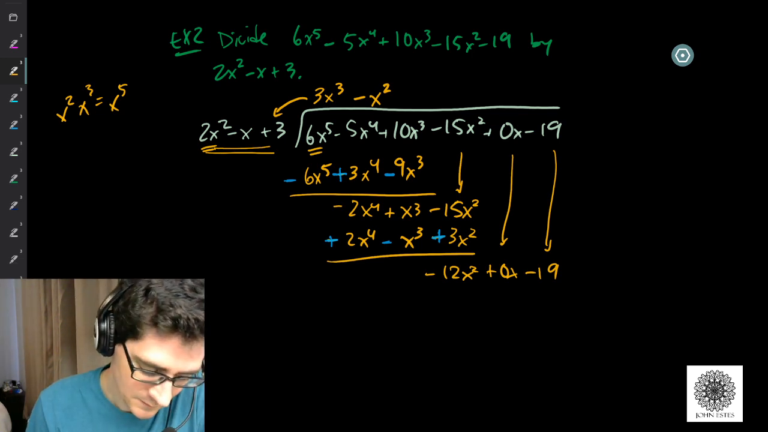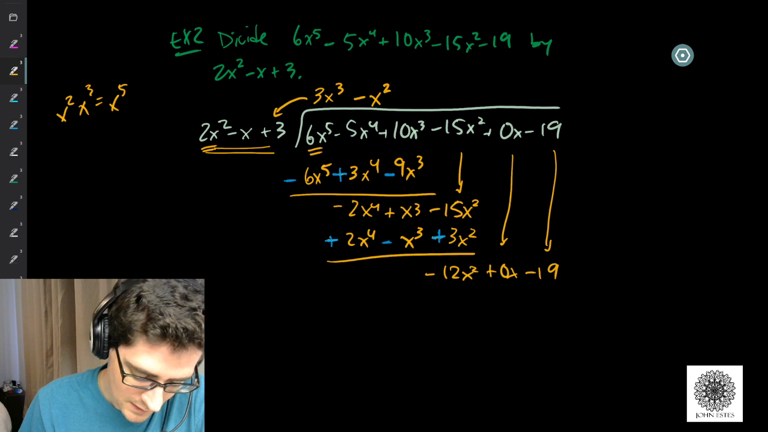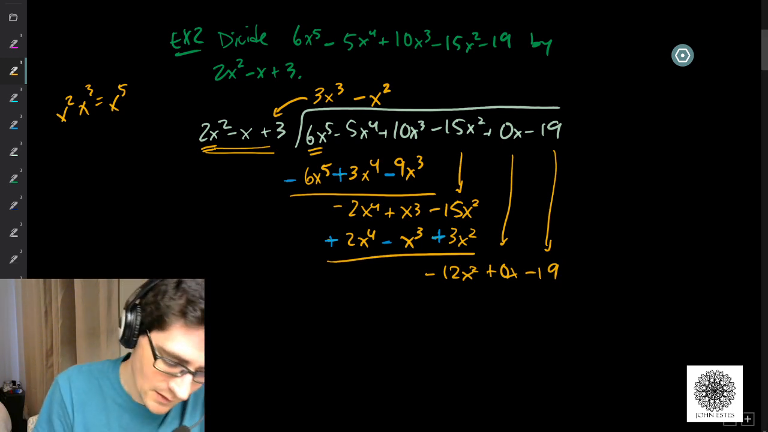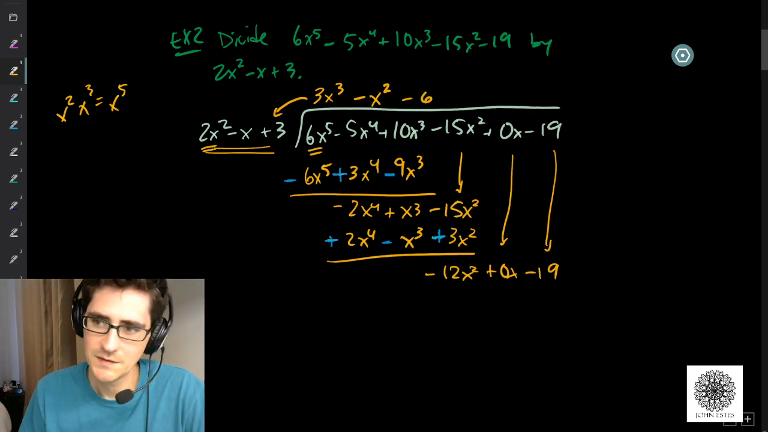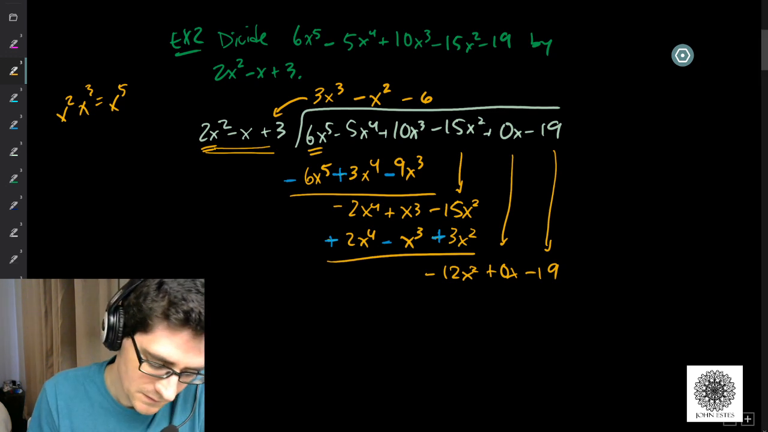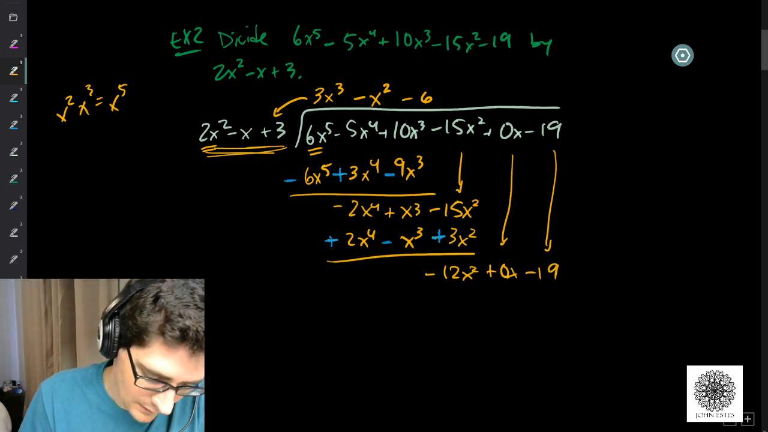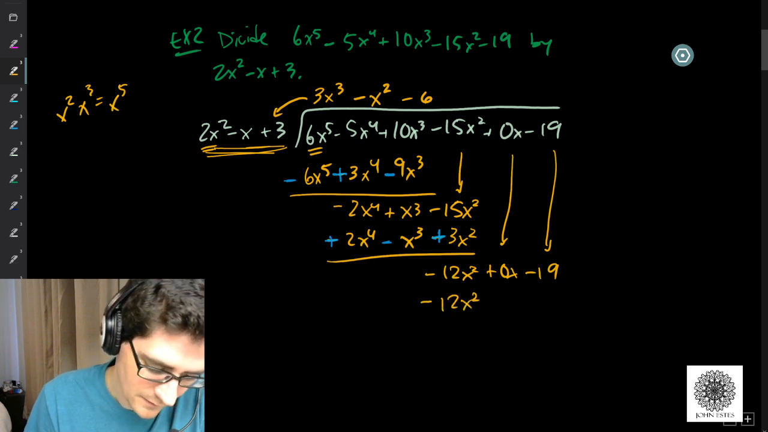It's very easy to make a mistake. 2x squared times what gives me negative 12x squared? How about negative 6? I believe that works. We'll test it by distributing. So we distribute the negative 6 across here again. I get negative 12x squared. Okay, good. We did that right.